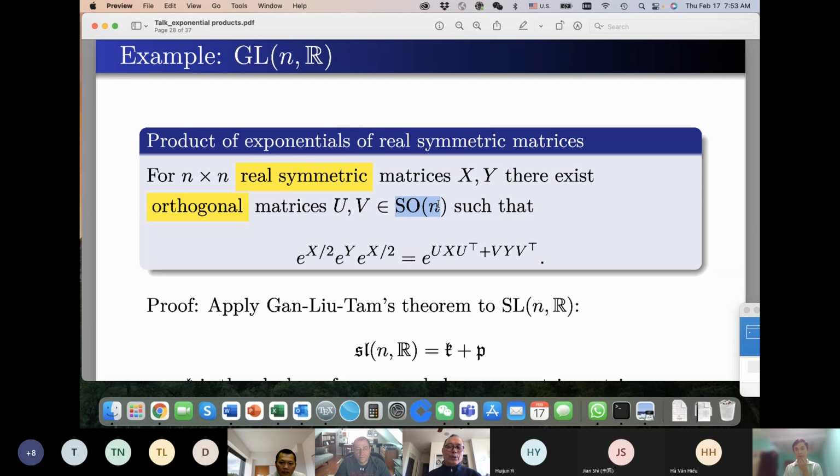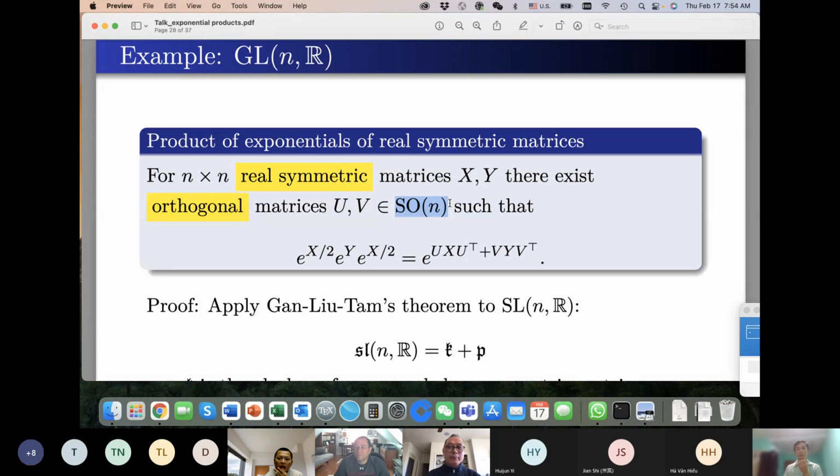And as you know, SO(n) is part of U(n). Now you expand it to complex symmetric matrices, and of course you cannot limit yourself to SO(n). My question is, if you expand it to unitary matrices, would the formula be true? I believe it is. I strongly believe it is true, but I don't have a proof.